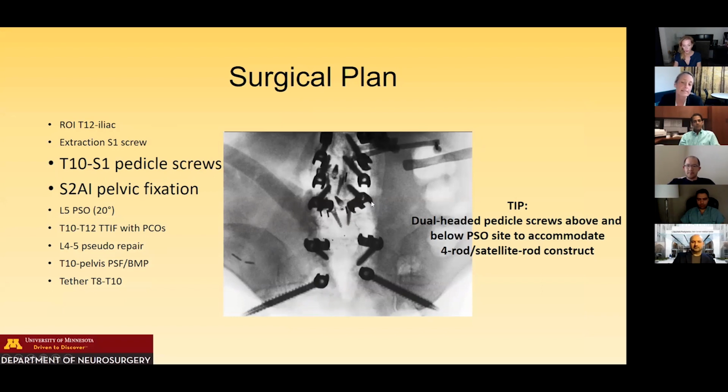It also assists us in controlling translation of the osteotomy site itself. So just wanted to mention that. And the dual-headed screw looks just as it says. Here you can see 2 heads connected to 1 screw shaft, and we put that at the level above and the level below our intended 3-column osteotomy site.